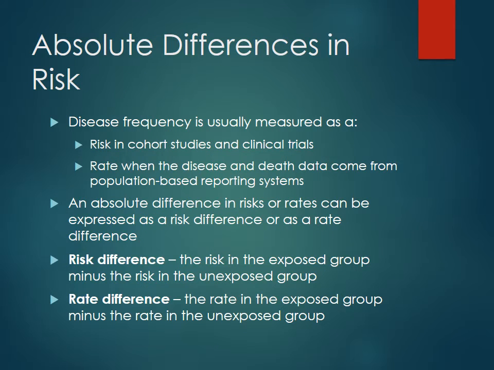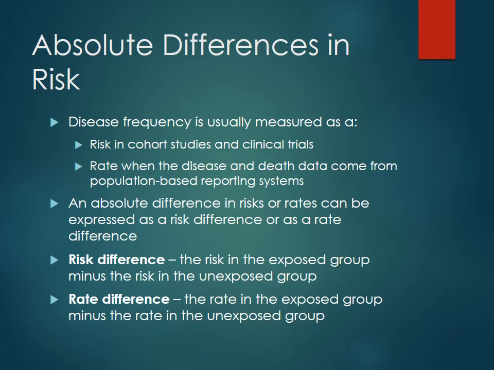So looking at absolute differences in risk, disease frequency is usually going to be measured as the risk in cohort studies and clinical trials. And then frequently rate will be used when disease and death data are coming from population-based reporting systems. You guys remember what the difference is between risk and rate? So how do you calculate risk?